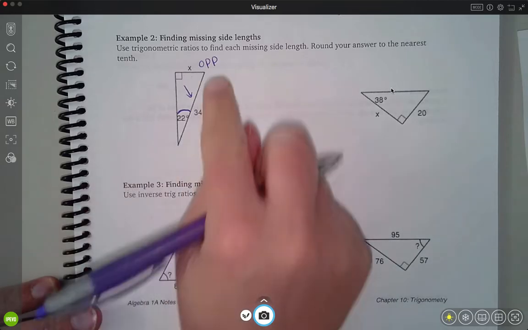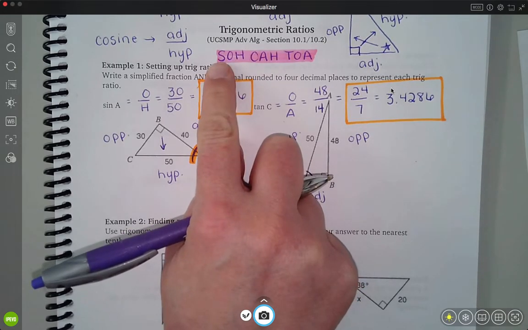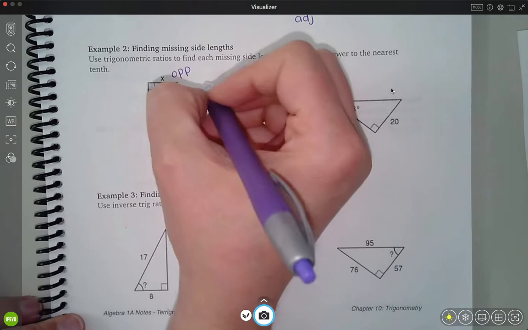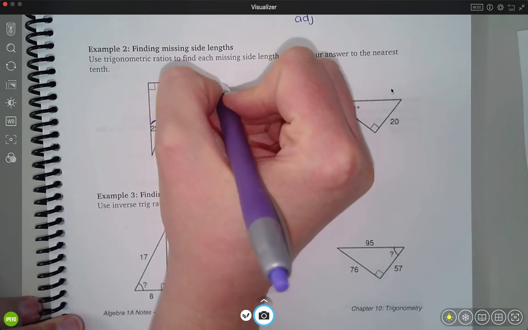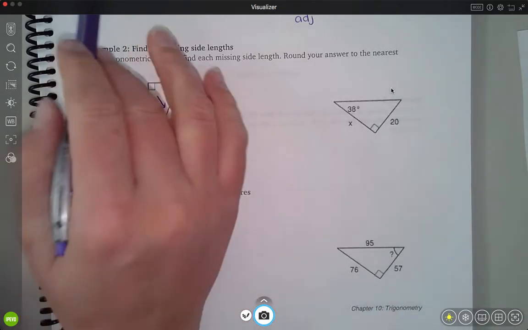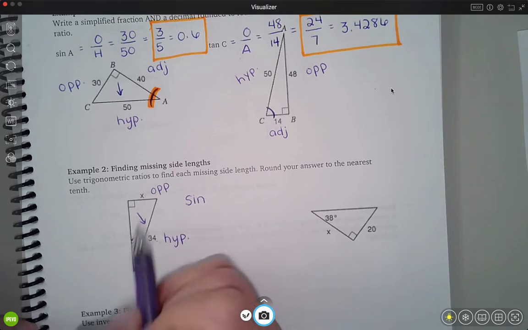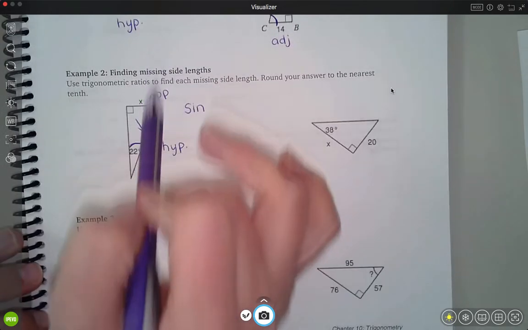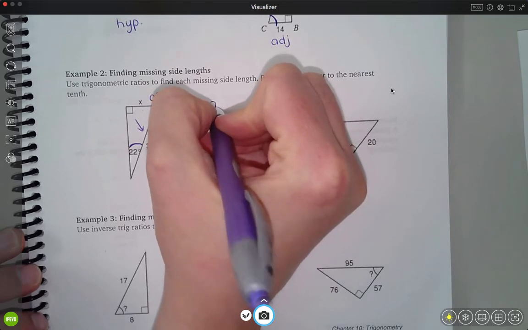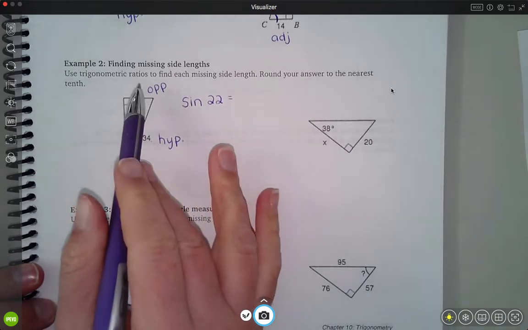So opposite and hypotenuse, if you go back to SOHCAHTOA up here, is the sine ratio. So I want to set this up with the sine ratio. By the way, SIN is the abbreviation for sine. It is not sin. Please make sure you're saying it as sine, just so you sound like you know what you're talking about. And instead of saying sine of A, like we did here, we have an actual angle measure now. Back here we didn't know what A was, but now we know. So we can say sine of 22, and then set up our fraction. It's supposed to be opposite over hypotenuse, so that would be x over 34.